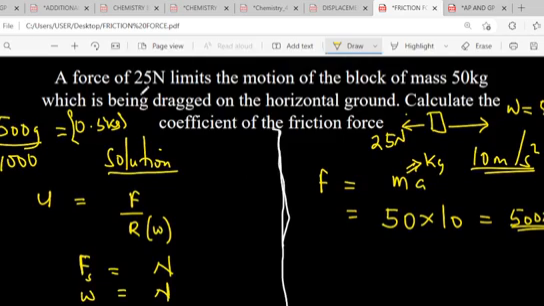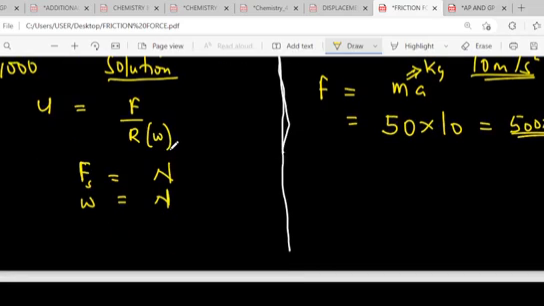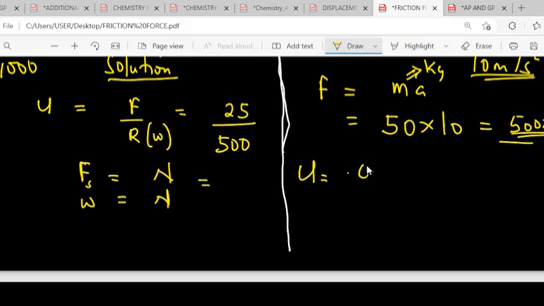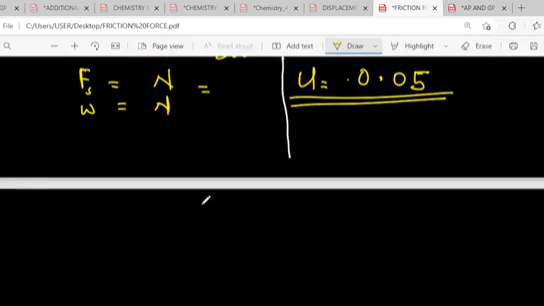So now we want to get the value of the coefficient of friction force. For the coefficient of friction force, F is 25, which is what they gave us, over 500, which we calculated here. So when you do that, we are going to get 0.05.